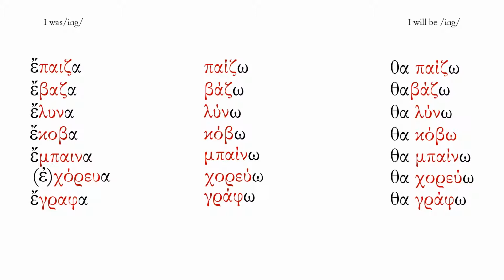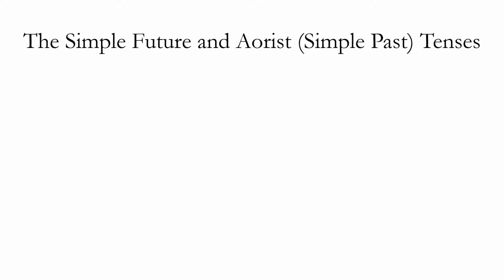So this one's pretty easy because remember all of the red letters, these stems, don't change. Now let's take a look at something else. We just finished looking at the INGs. I will be doing something. I was doing something. Now we're going to look at the simple tenses.